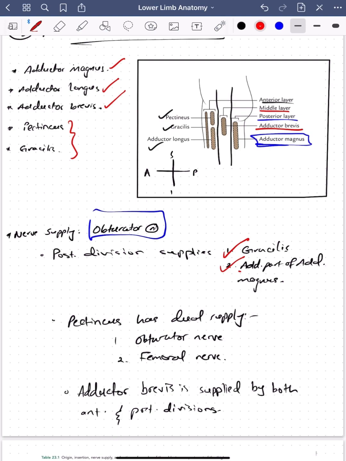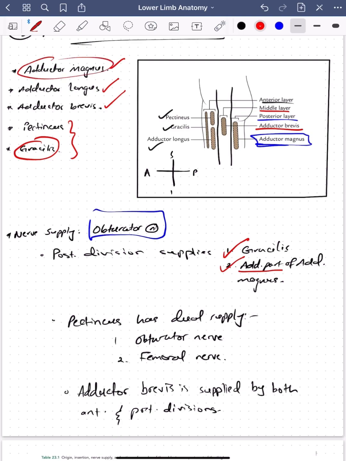Why I'm saying this is because the adductor magnus is a huge muscle, and it has 2 heads: an adductor head and an ischial head. The ischial head of adductor magnus is included in the posterior compartment, and the adductor head part is included in the medial compartment, and only the part of the adductor magnus included in the medial compartment is supplied by the obturator nerve. Okay, so remember, the anterior division supplies all the muscles except 2 muscles, which are the gracilis and the adductor part of adductor magnus.